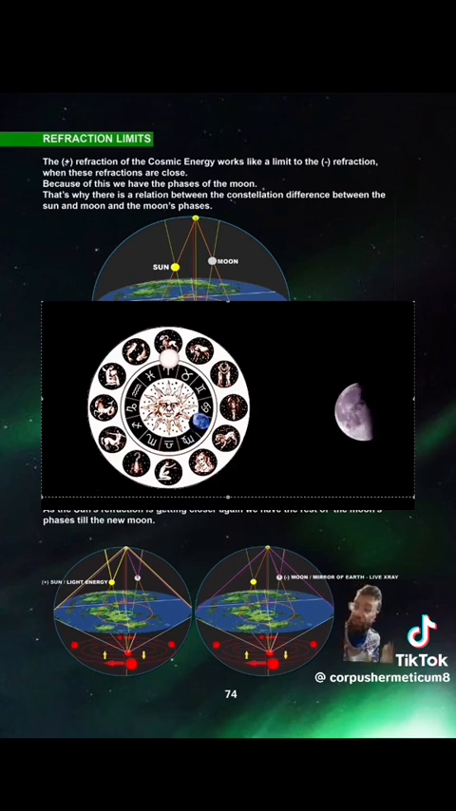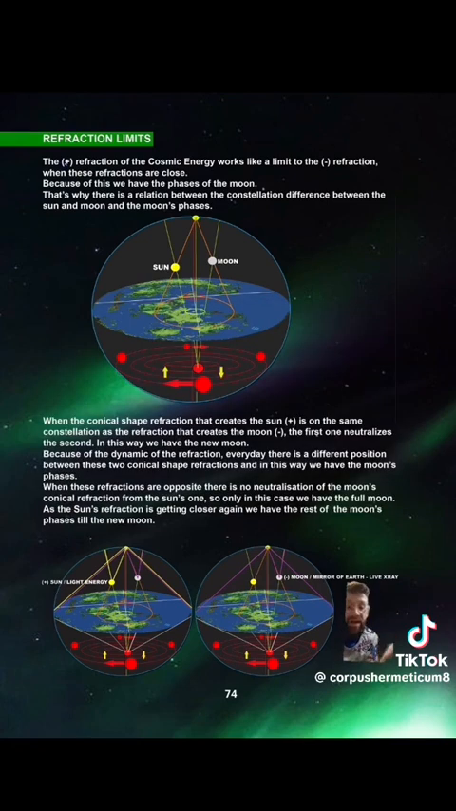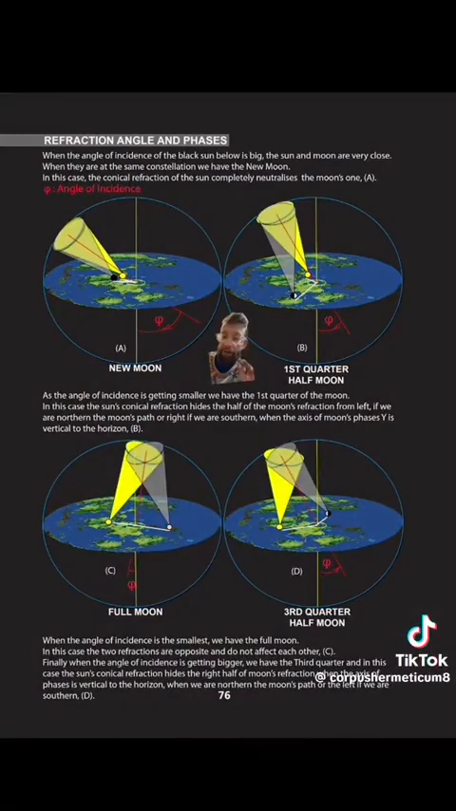Okay, so as the sun's refraction gets closer again, it starts catching back up to the moon, and then it starts going back into the crescent, and we start having the down phases, and the moon starts waning down, and it starts getting closer to another new moon. It's all about the black sun and the center vortex and its angles.